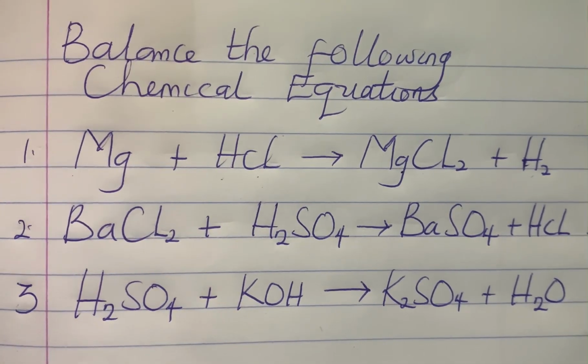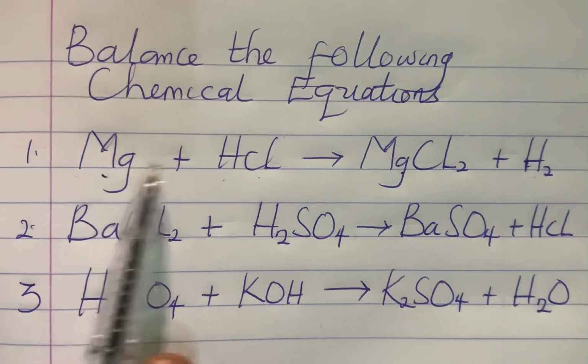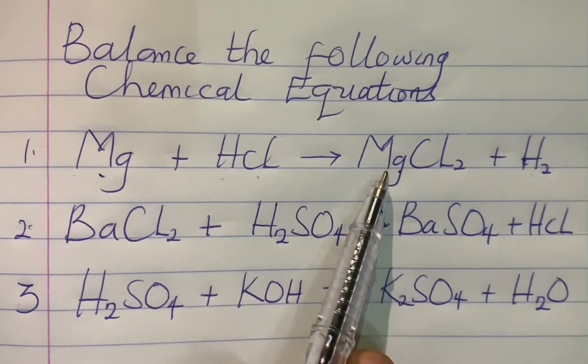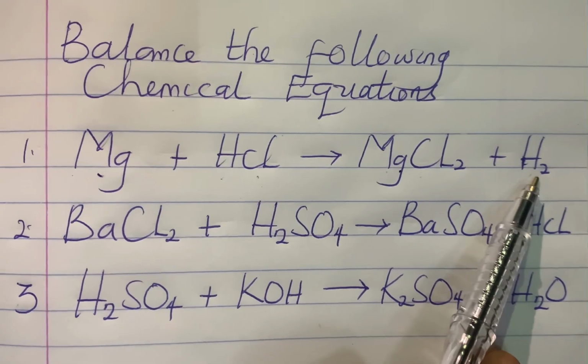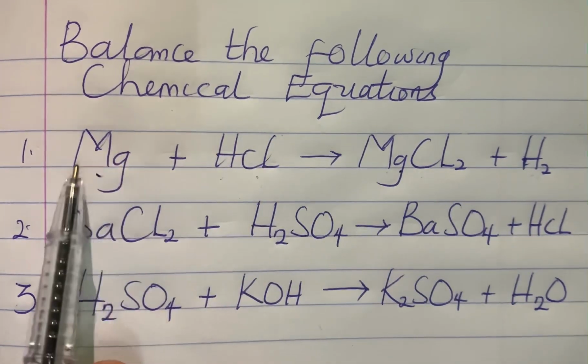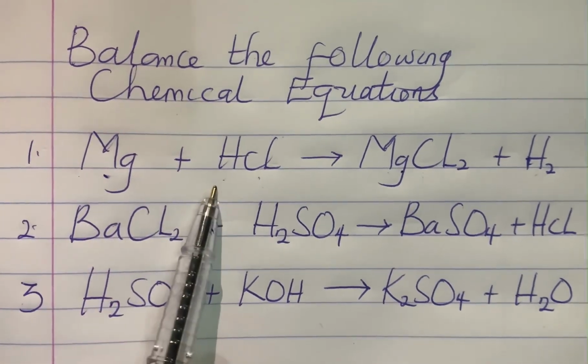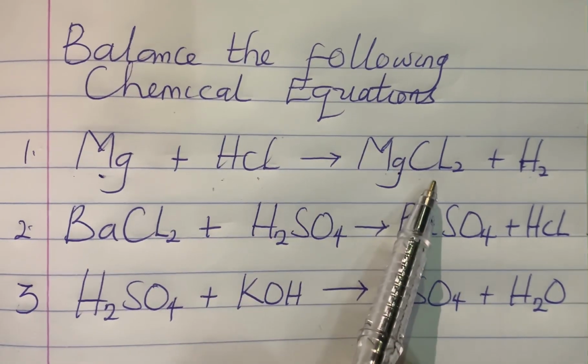Now we're asked to balance the following chemical equations. Now number one, we have magnesium reacting with hydrogen chloride to give us magnesium chloride and hydrogen gas. Now I have to ensure that the amount of element found at the reactant should be equal to the amount of element found at the product.